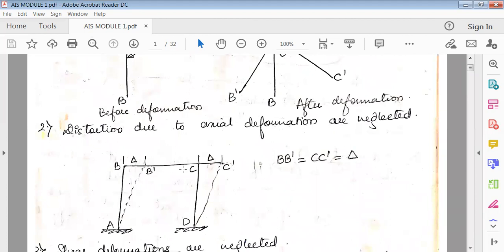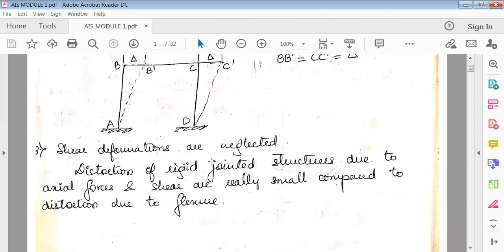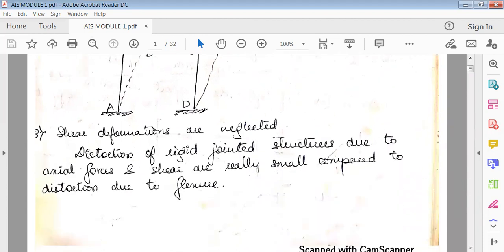That is, if any sway force is acting on the frame, that will be neglected, because it is a sway force and it is a horizontal force. And this horizontal displacement is very negligible, very small. That's why we're going to neglect it. Third thing is shear deformations are also neglected.